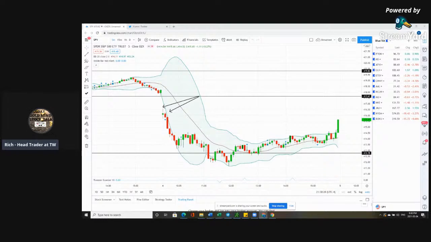So today's topic is going to be the opening range breakout. We're going to talk about how to use it properly and also when not to. It's important to know when to use something, but also when not to use something. I'm going to illustrate the opening range breakout through SPY.